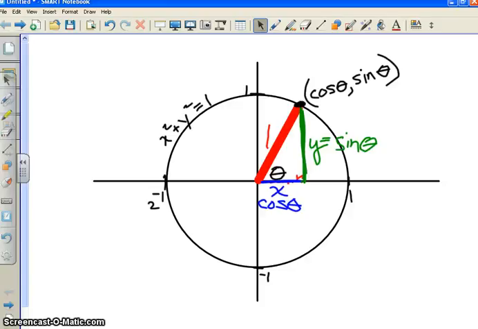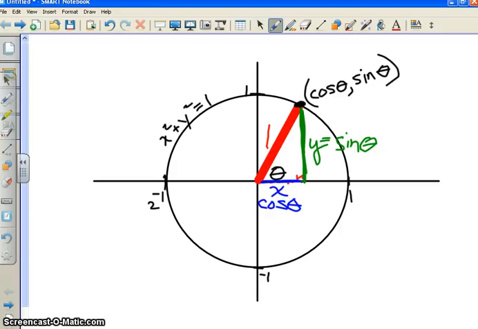Here's where we left off yesterday. We found out that the x value is also known as the cos of our angle of rotation, and the y value is also known as the sine of our angle of rotation. And we got those from doing some trig. But remember, trig is not the only thing that can be done on a right triangle.